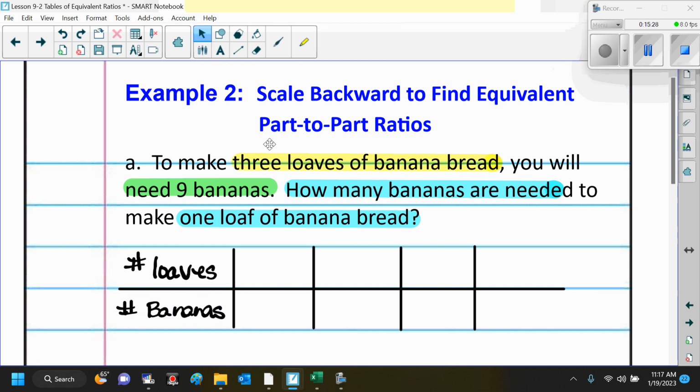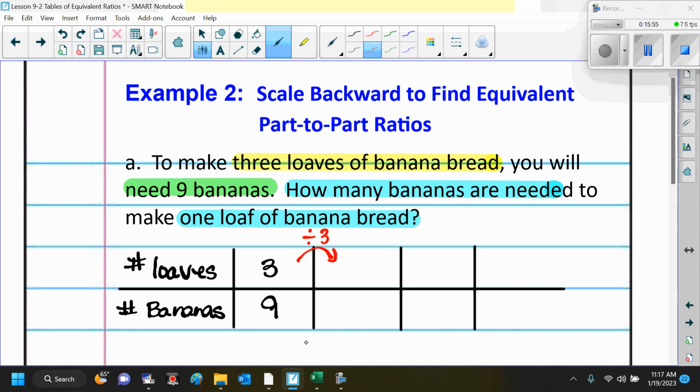So now, what is our original ratio? 3 and 9. 3 loaves to 9 bananas, right? Yes. Now, we want to get to 1 loaf. How do I get from 3 loaves to 1 loaf? By subtracting. Not subtracting. Dividing. We're going to divide by 3. 3 divided by 3 is 1, right? Yes. Easy. So we're going to divide by 3 in the numerator and the denominator.